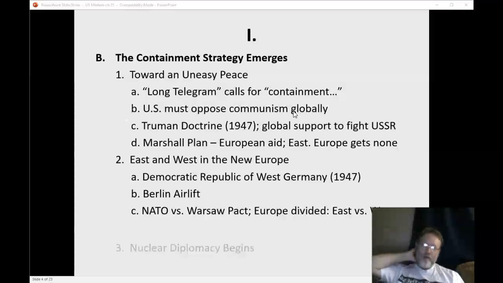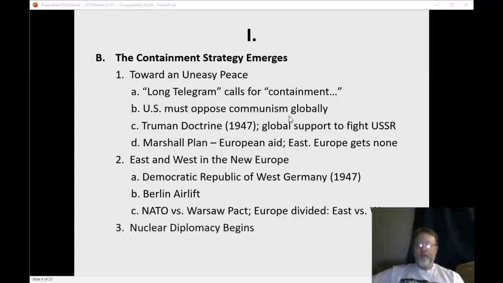So by 1948, we have a very clear East versus West. Oh, and the Iron Curtain also is here. If you've ever heard that term, pretty much all Eastern European countries are now under the Iron Curtain. This Iron Curtain implies the dominance and the influence of the Soviets.